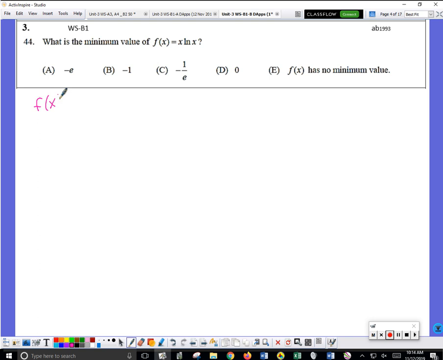So f is equal to x ln of x. So I want to make a sign pattern chart of f prime. So find the derivative of f real quick. Go. So find f prime. Stop me if you have a question.